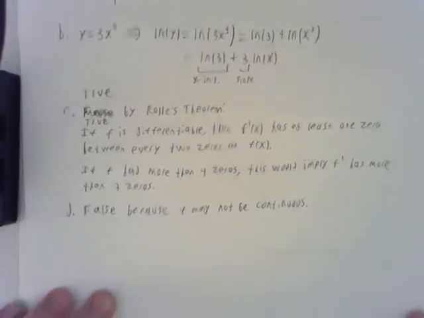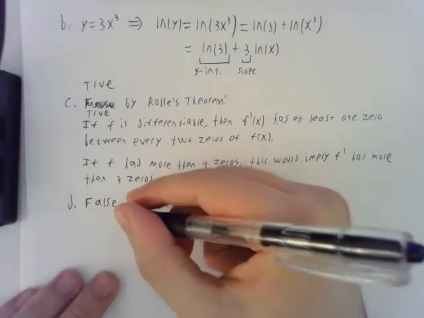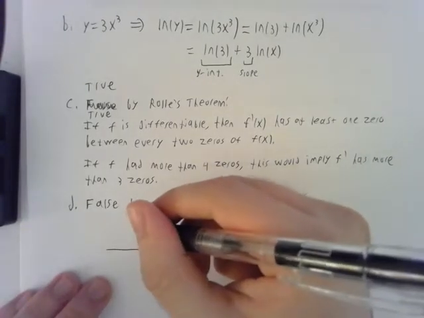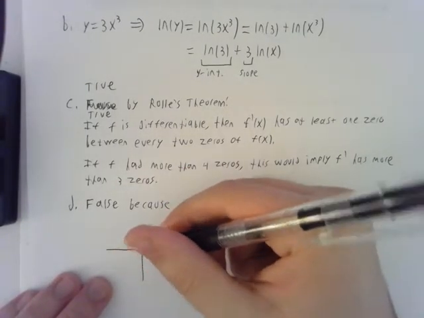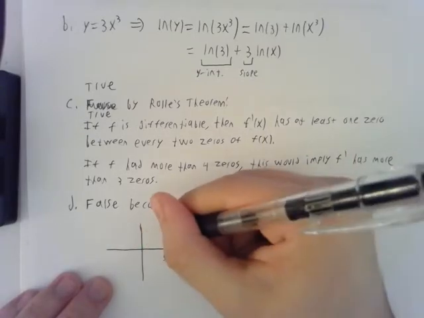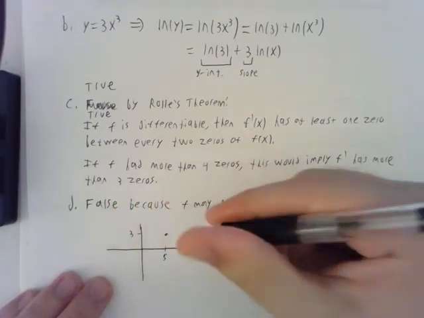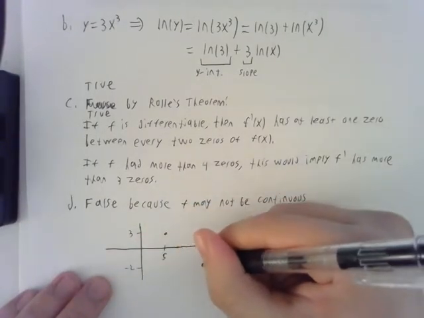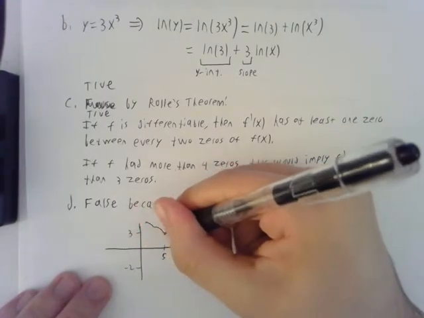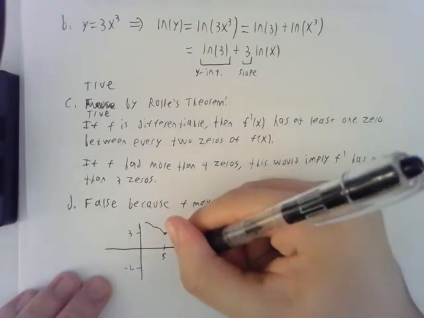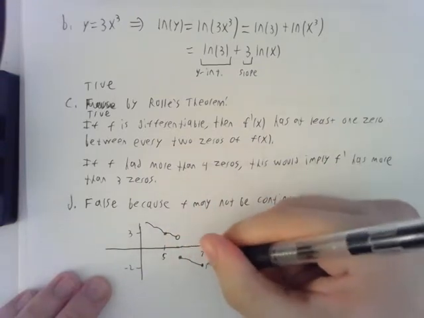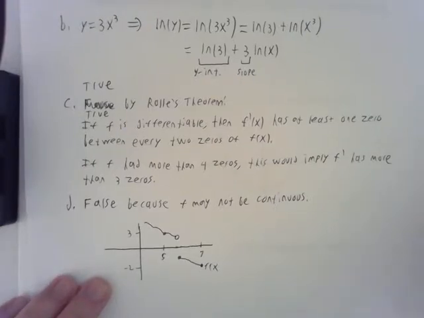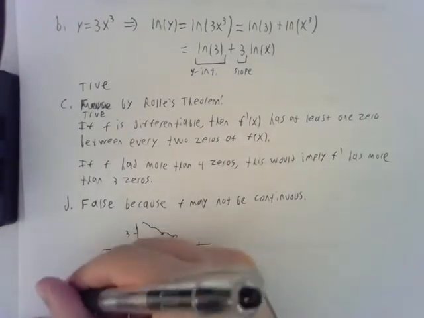And so what you can have is a graph which looks something like this. So let's see, it was f of 5 is equal to 3, and f of 7 is equal to -2, but we could have a function which does something like this and never actually hits a 0. So that's why that's false.